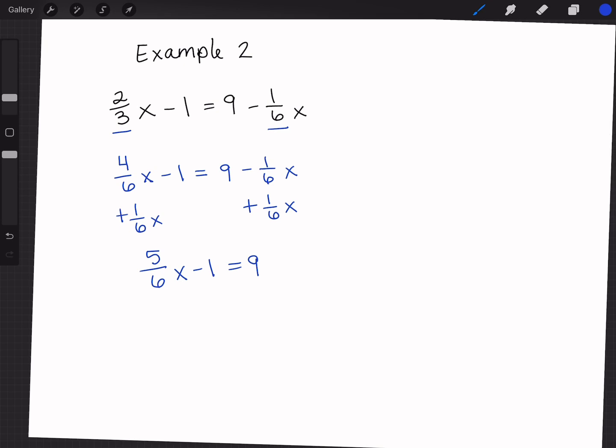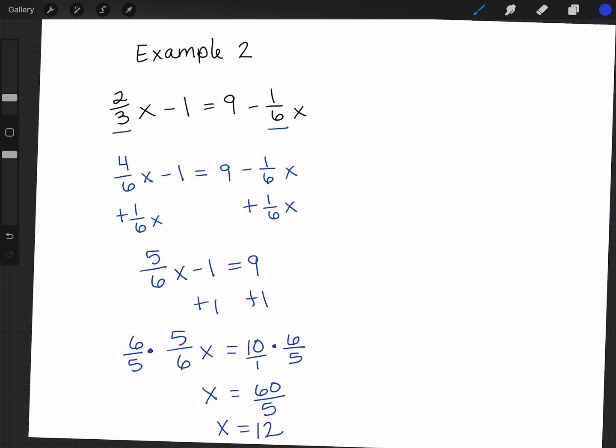Now all I need to do is add 1 to both sides of my equation. That leaves me with 5/6 x is equal to 10. Now, remember, we have to take our reciprocal to undo this fraction. So I'm going to multiply by that reciprocal on both sides of my equation. Now remember, 10 is a whole number. I can put it over 1. That leaves me with x is equal to 60 divided by 5. And 60 divided by 5 is 12. So x is equal to 12.